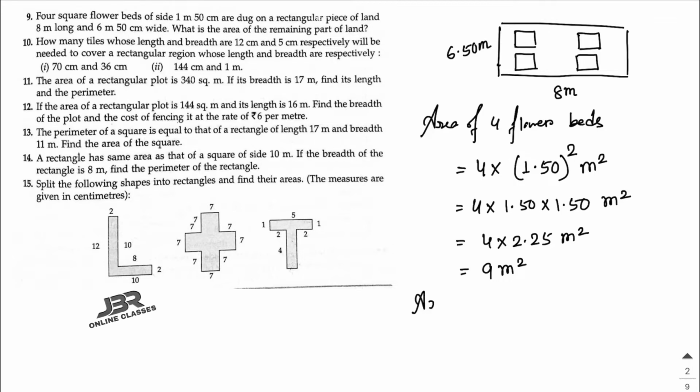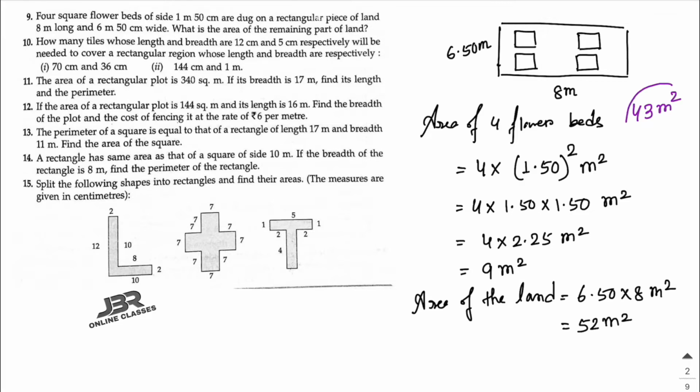Now next, the area of the land. It's a rectangle, so that means length into breadth. So 6.50 into 8 is equal to 52 meter square. Now you have to find out the area of the remaining part of the land. So you have to just subtract 9 from 52, and that is equal to 43. So 43 meter square is the remaining area of the land.